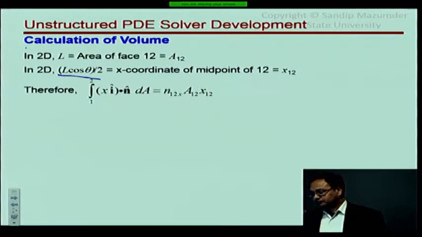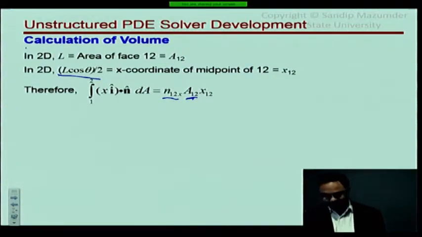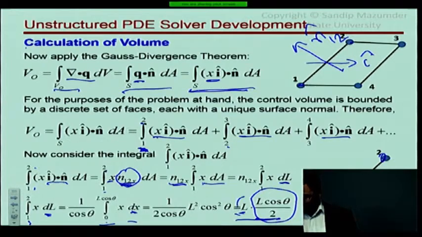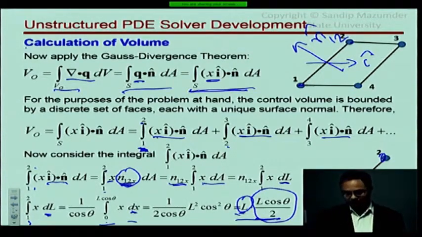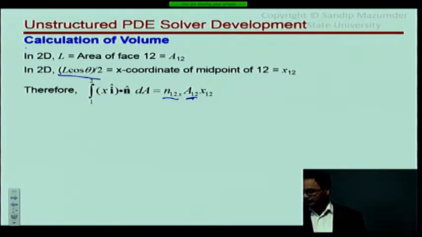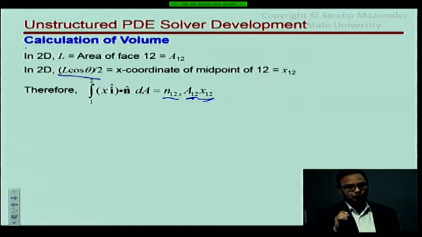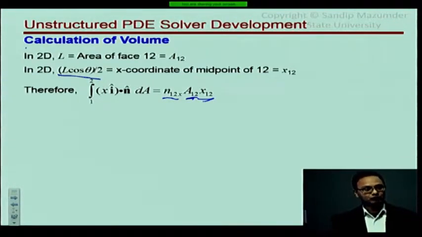So therefore, this simply becomes, this one I already had, I had pulled it out, I have the area of 1 to 2, which is nothing but this L itself. That's the area of that segment. And then I have x 1 to 2, which is the x coordinate of the midpoint of that segment 1 to 2. Okay, everybody got that?